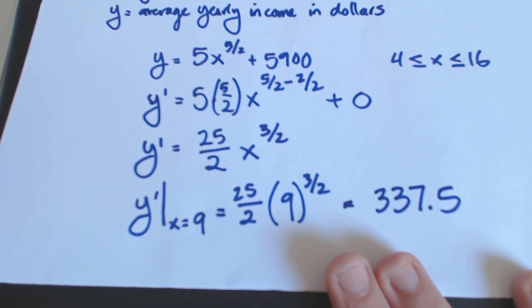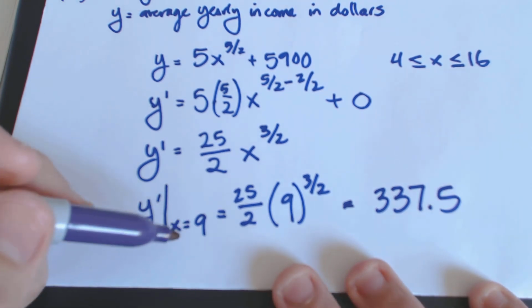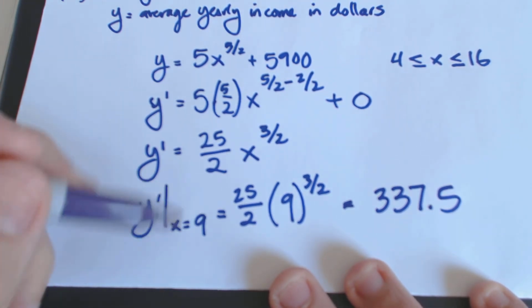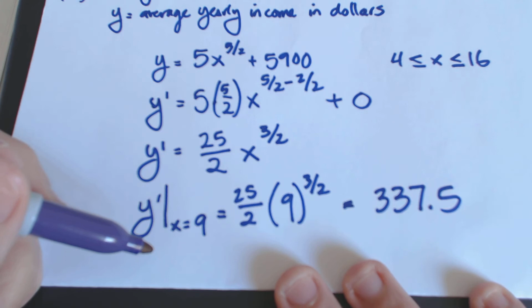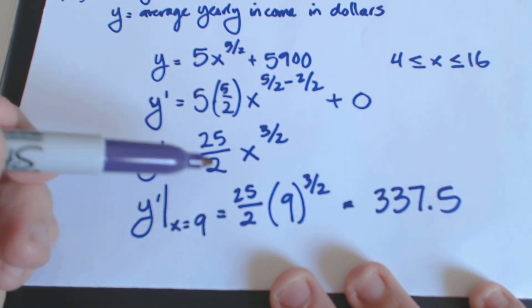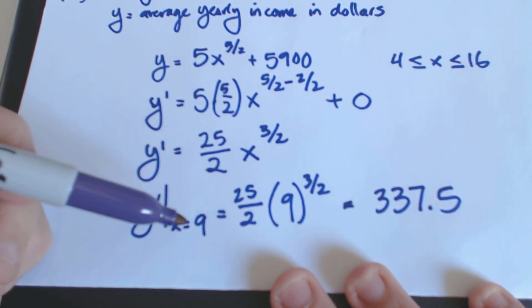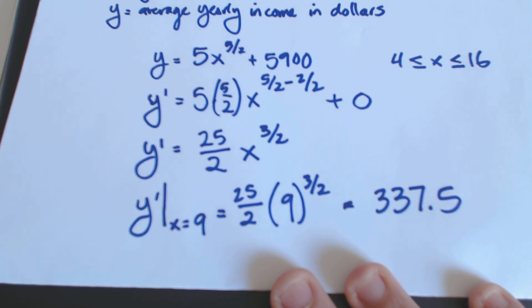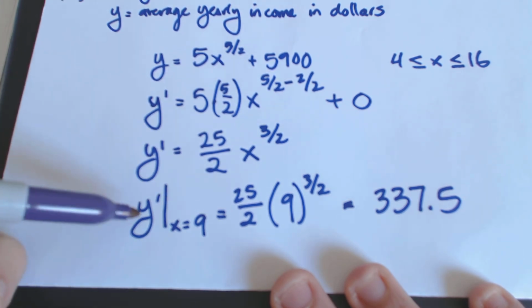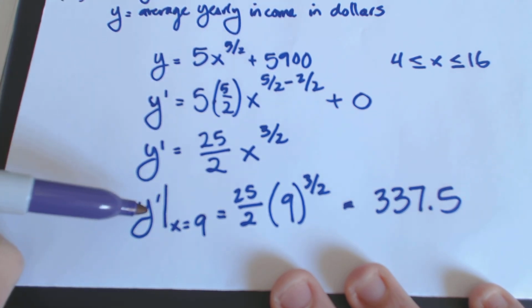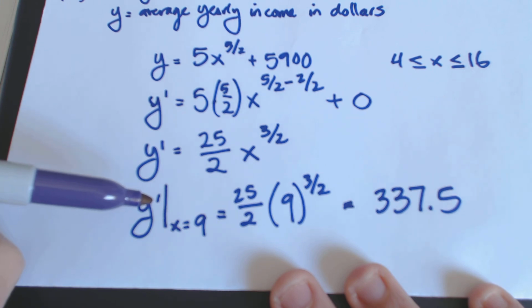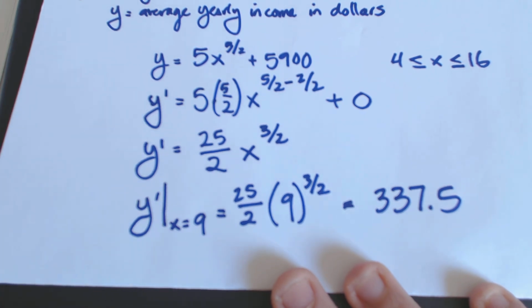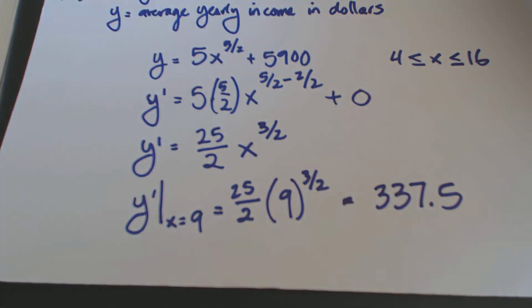So essentially it's saying that at the point where a person has 9 years of education, an increase in education of 1 year will raise one's income by $337.50 for a year. And that is it.